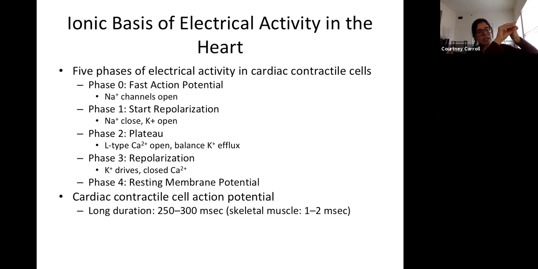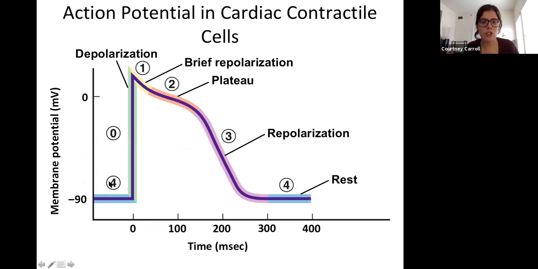And what happens is the membrane potential plateaus. It plateaus for a period of time until the calcium channels inactivate and close, and then the potassium wins, and we eventually get repolarization. That occurs in phase 3, and we are at rest with phase 4. And this takes a long time. This is about a 300 millisecond action potential. So let's see that in action.